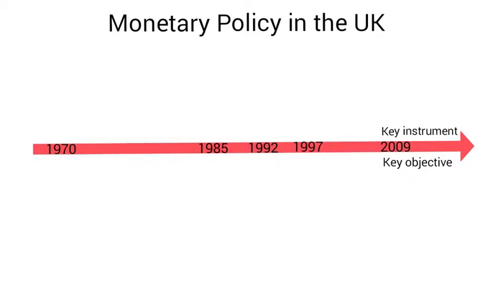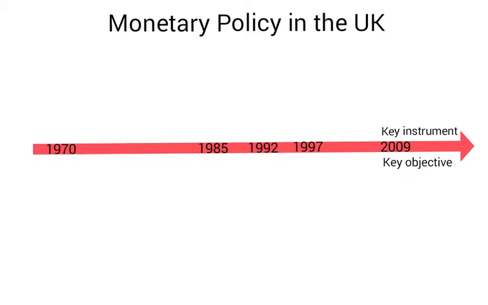So above the red line we have the key instrument that was being used in that period, and under the line we have the key objective of monetary policy during that period. So just trying to summarise really what was going on and the main thinking that was taking place.